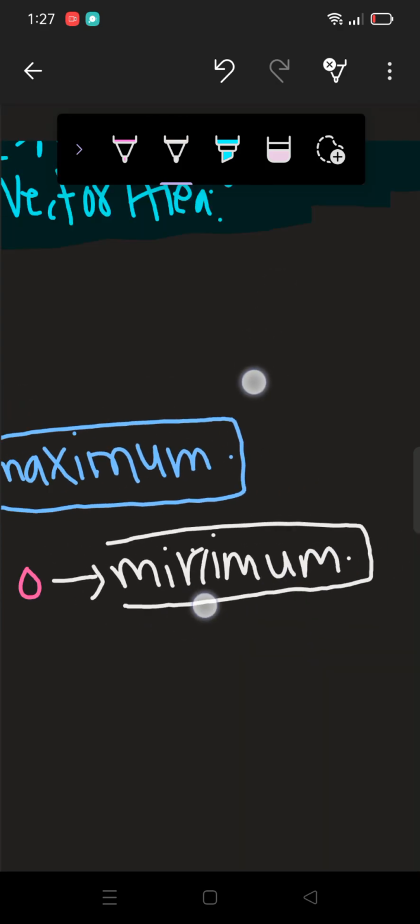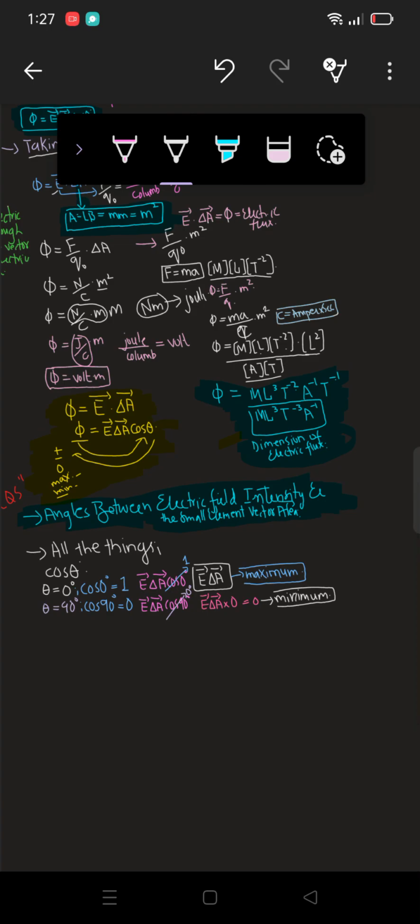The flux will be minimum. Alright, so we have seen when the flux will be maximum, when we'll have 0 degree between the electric field intensity and the small element of vector area, and when it will be minimum, when we'll have 90 degree, which means when the electric field intensity and the small element of vector area will be placed perpendicularly, which means they'll have 90 degree between them, then the flux will be minimum, since we know that cos 90 is equal to 0.